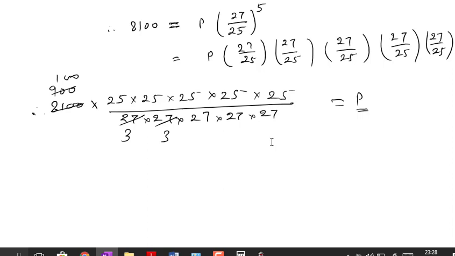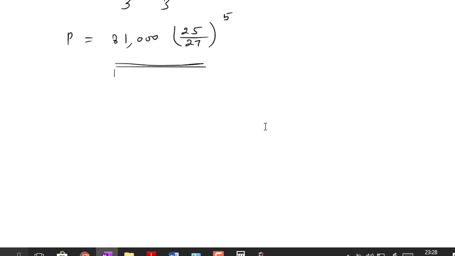So don't worry, you keep this value as P. Okay, this is your P. So you say that our P is 81,000. Better don't cancel out, just say that 81,000 into 25 upon 27 the whole power 5. This is the value of P. We will not calculate. We will keep this as 27 upon 25 power 5. When it moves to the left side, it becomes 25 upon 27 power 5. So this is the value of P.